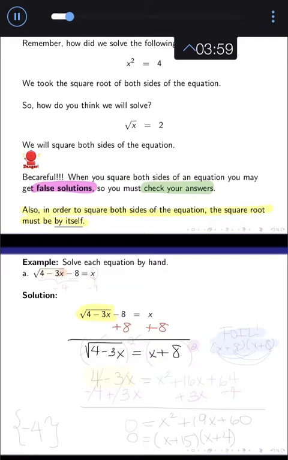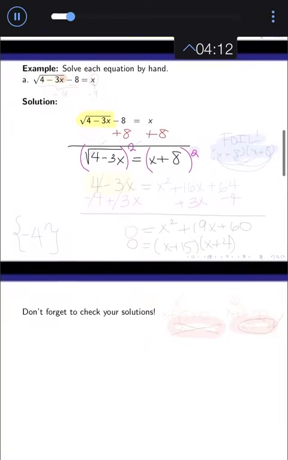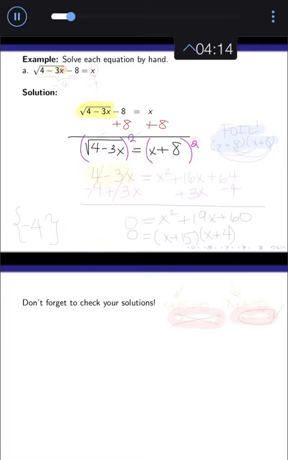Now that the square root's by itself, I can square both sides of the equation to get rid of the square root. Again, don't forget your parentheses when you do this. You square one side, but you also have to square the entire other side of the equation. On the left-hand side, it's nice because the square root and squared cancel out, leaving you with just what's underneath, the 4 minus 3x.